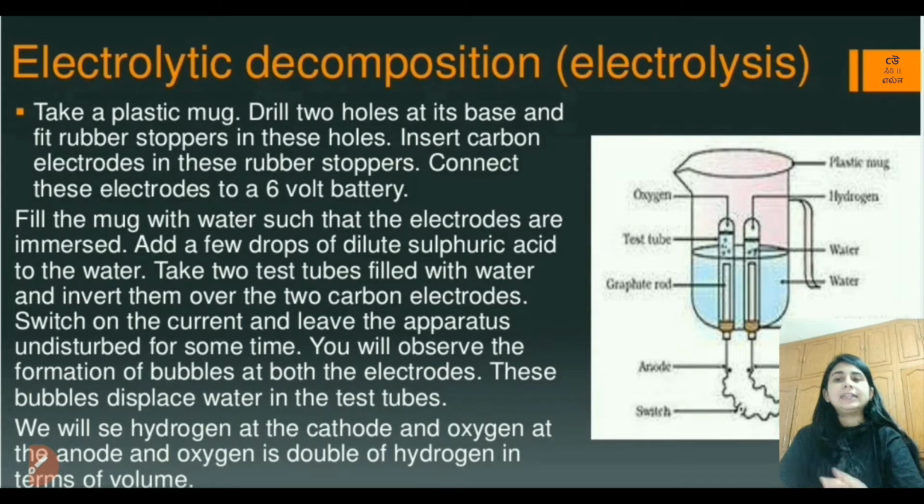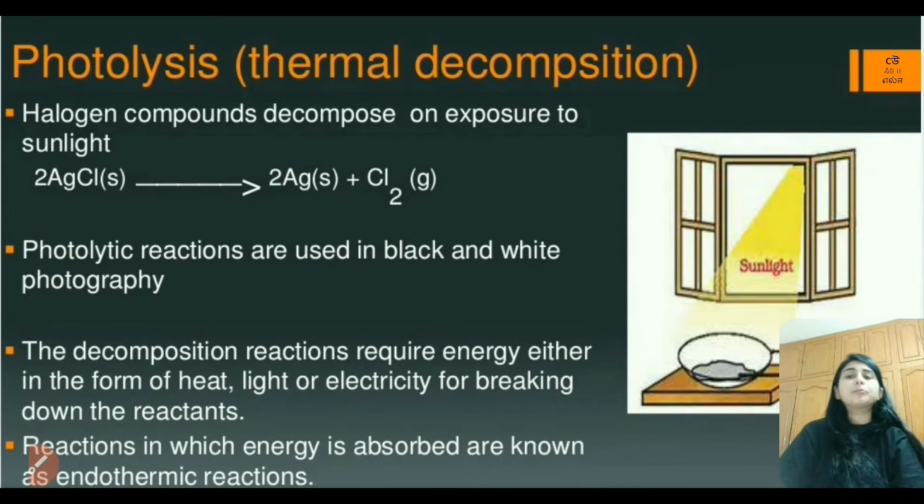Take 2 test tubes that are filled with water and invert them over the 2 carbon electrodes. Switch on the current and leave the apparatus undisturbed for some time. You will observe the formation of bubbles at both the electrodes. The bubbles displace water which is there in the test tube. So we will see that hydrogen will be at the cathode and oxygen at the anode, and oxygen is double that of hydrogen in terms of volume. So we have seen how water was basically decomposed with the help of electricity. So this is going to be one very good example of electrolytic decomposition.